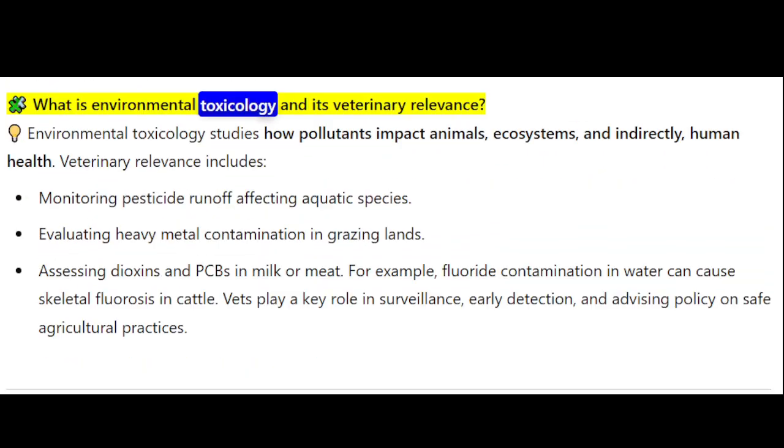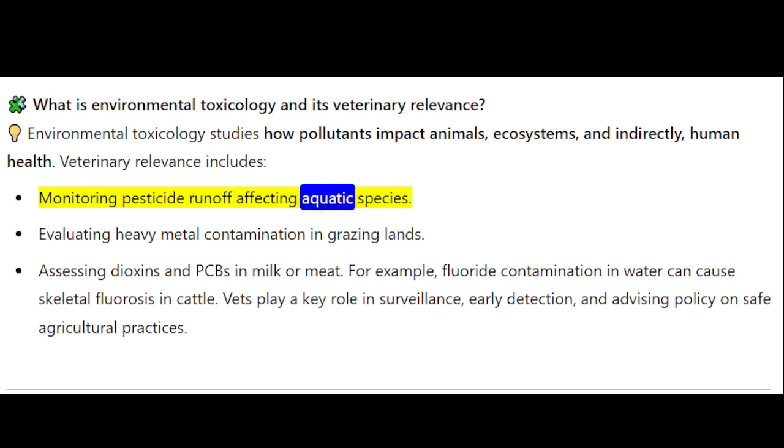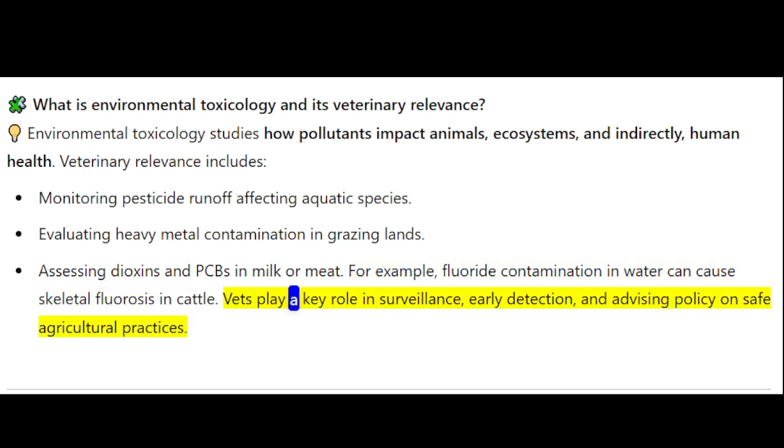What is environmental toxicology and its veterinary relevance? Environmental toxicology studies how pollutants impact animals, ecosystems, and indirectly, human health. Veterinary relevance includes monitoring pesticide runoff affecting aquatic species, evaluating heavy metal contamination in grazing lands, assessing dioxins and PCBs in milk or meat. For example, fluoride contamination in water can cause skeletal fluorosis in cattle. Vets play a key role in surveillance, early detection, and advising policy on safe agricultural practices.